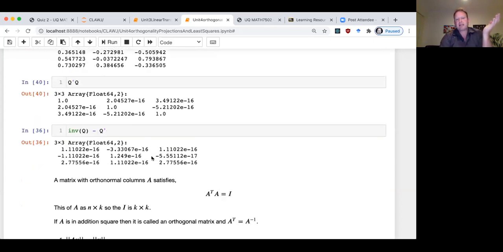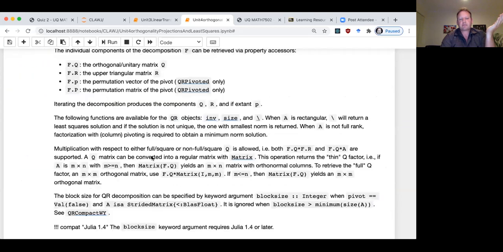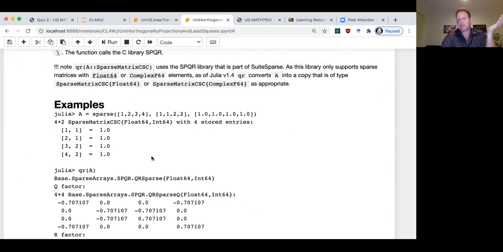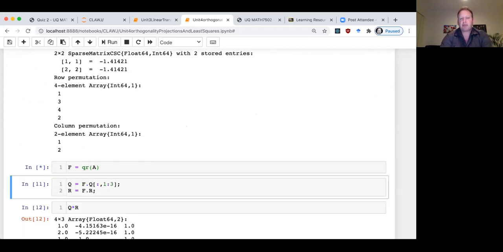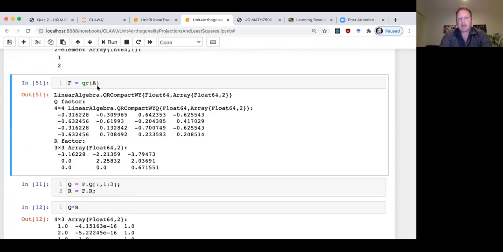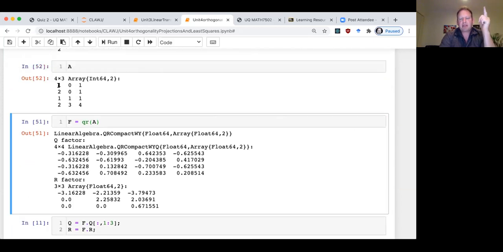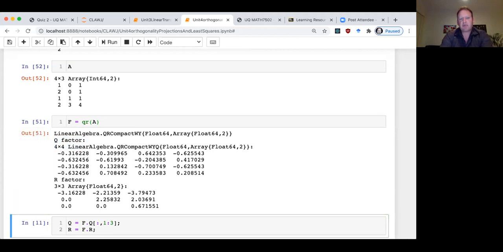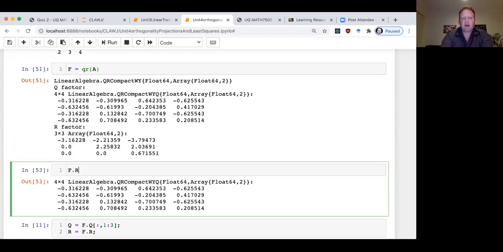Now, why am I telling you all this? Because of the QR factorization that you have in Julia, and in general in numerical software. So now I'm going to do F equals QR on A. Not on the matrix B, on the matrix A, which was a matrix that is 4 by 3. QR returned this object, and it has a Q factor and an R factor. I can do F dot Q and I'll get the Q matrix, and F dot R and I'll get the R matrix.